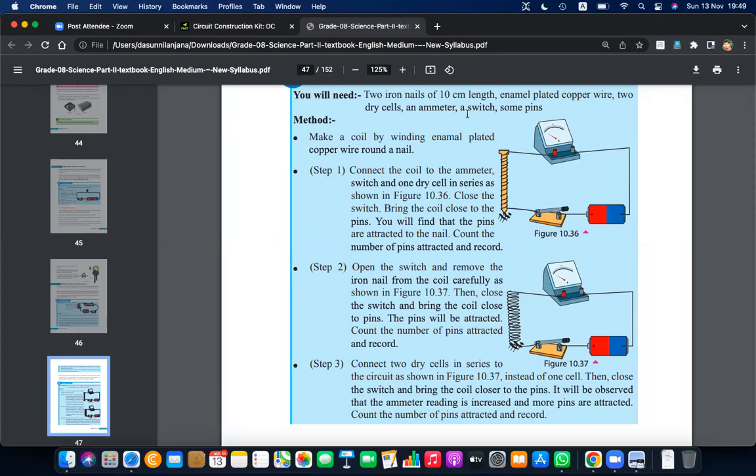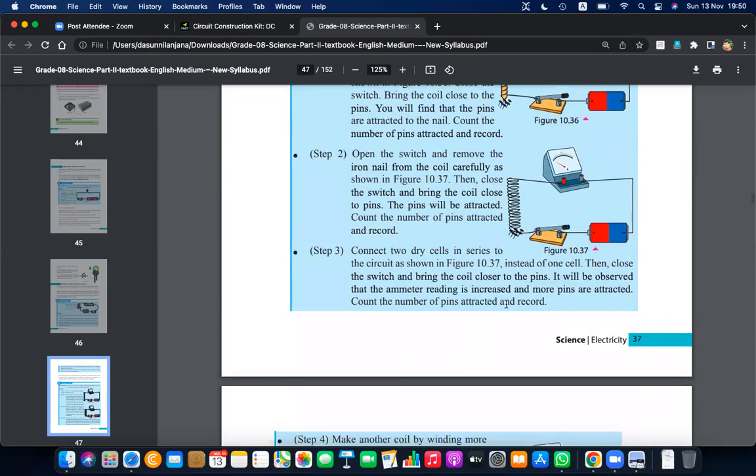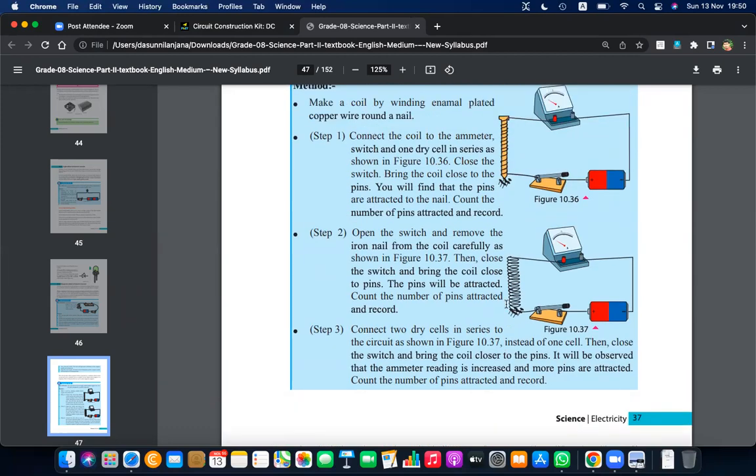But after that, you have to try with this setup. Use an iron nail and then wrap the coil similar to the previous one, a few rounds, and then connect to the battery and switch like this. And then when you turn on the switch, you can see this will act more powerfully than this, right? Because the electromagnet created here is more powerful than the second setup.